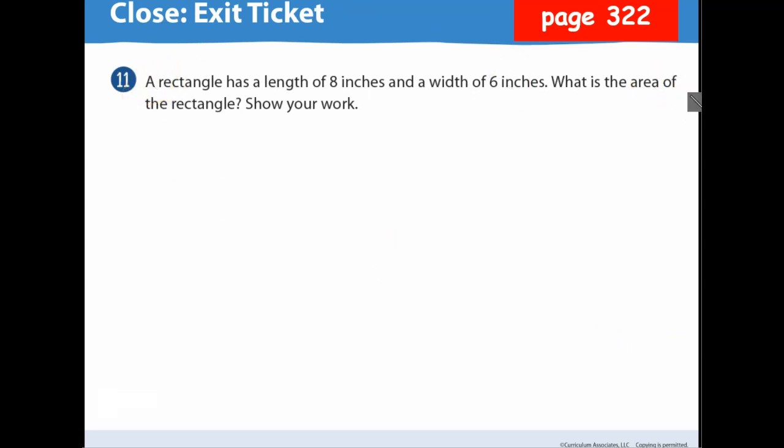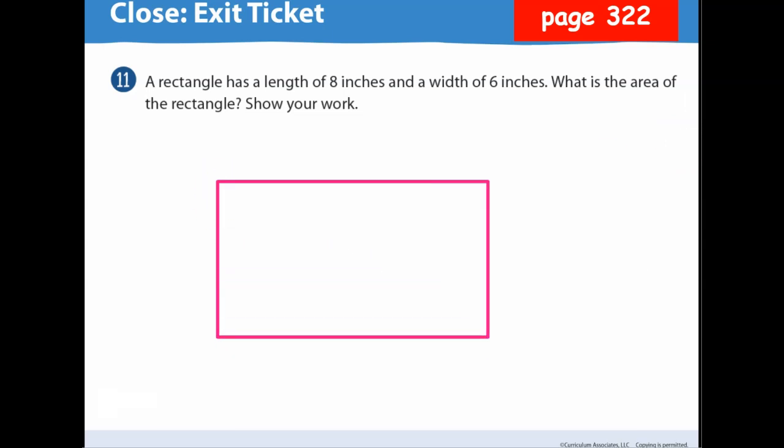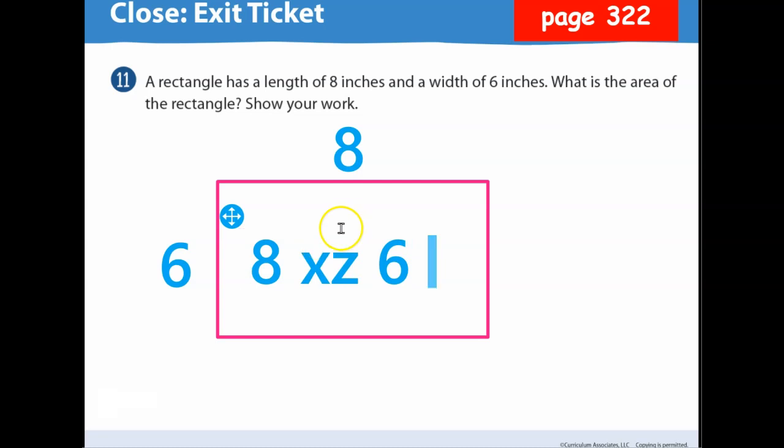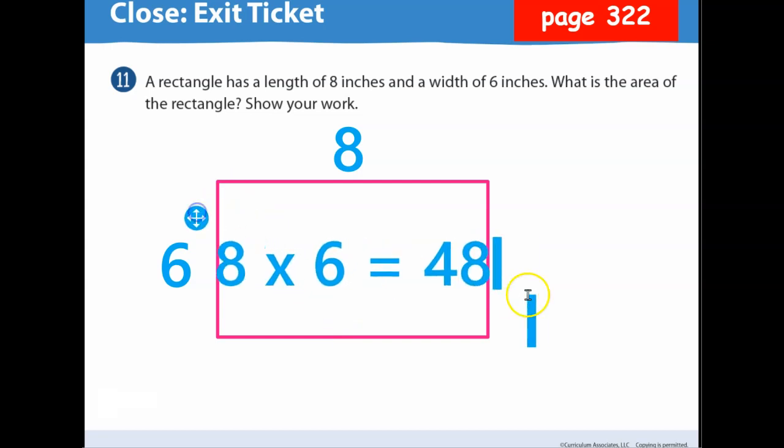And then it says has a rectangle. The length is 8 right here. The width is 6. What's the area then? Anybody? Tell me. 48, because it's 8 times 6, right? 8 times 6. 48. Okay.